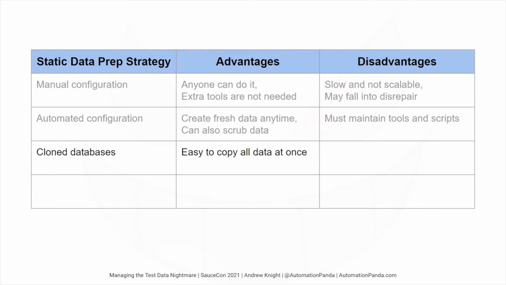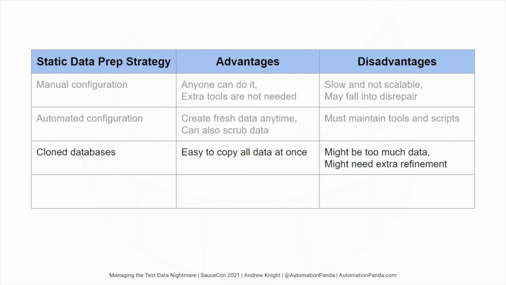Database clones make it easy to copy all data at once without worrying about any damage that rogue testing could cause. However, databases can have a lot of data, so cloning large ones may not be practical. Clones may also need extra refinement to scrub special fields and hook them up properly.